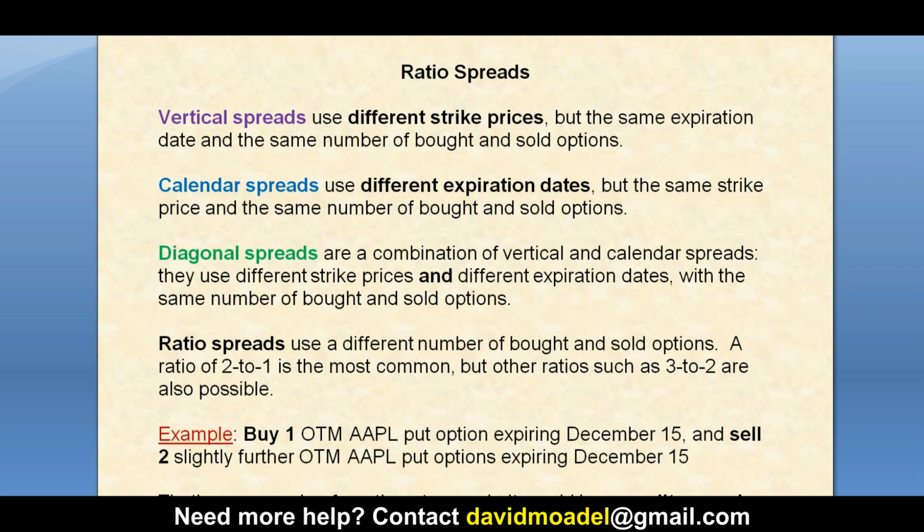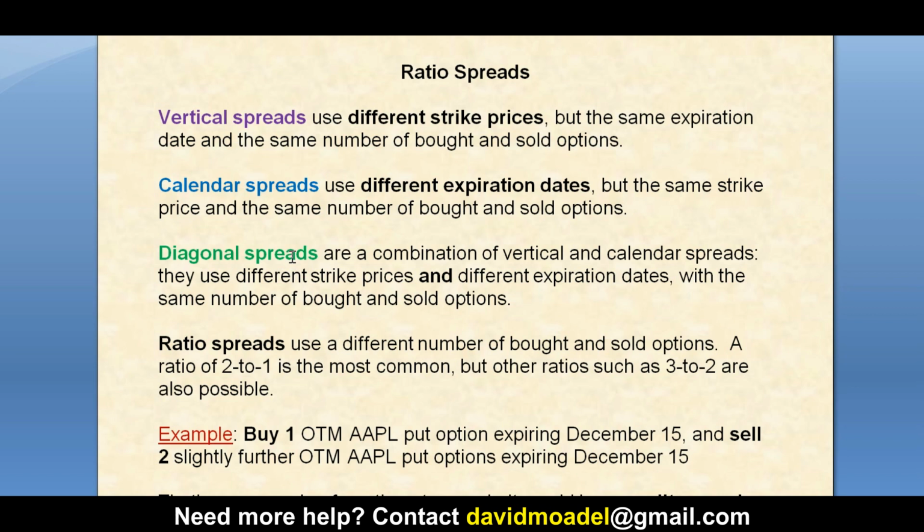Now, vertical spreads use different strike prices, but the same expiration date and the same number of bought and sold options. Calendar spreads use different expiration dates, but the same strike price and the same number of bought and sold options. Diagonal spreads are a combination of the vertical and the calendar spreads. They use different strike prices, like a vertical spread, and different expiration dates, like a calendar spread, with the same number of bought and sold options, once again. So for all three of these strategies, you're buying and selling the same number of options.